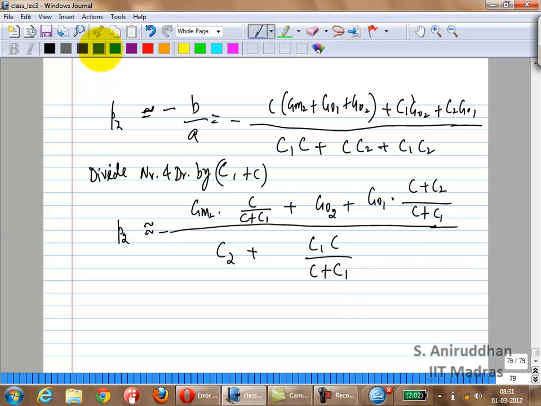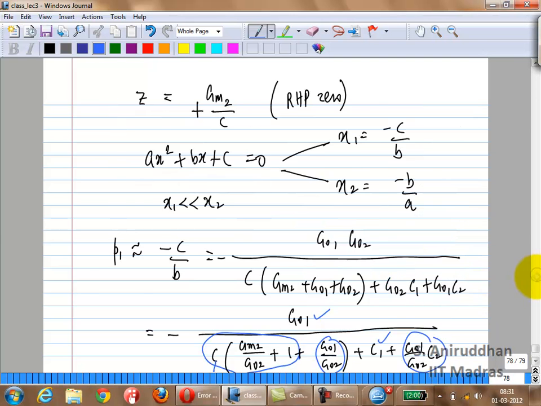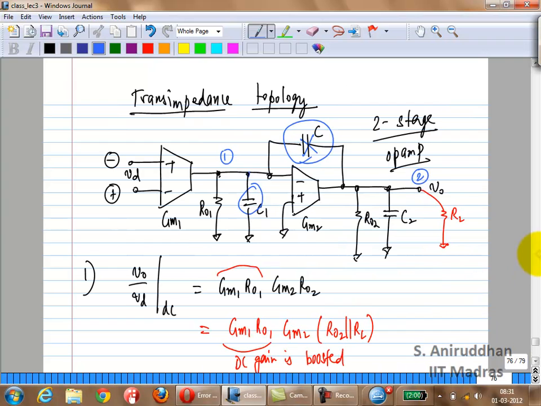So let's try to get some intuition about this too. What is this term? What does this look like? It looks like C2 in parallel with C and C1. Do you have anything like that in the circuit? You actually do. If you look at this node, you have C2 in parallel with C plus C1. You can see where that's coming from.